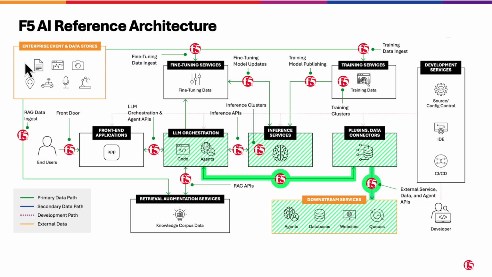Here is the F5 AI reference architecture, which outlines everything needed to design, build, and operate AI applications effectively. In the demo, we'll focus on the light green communication flow, specifically how AI components communicate with downstream services via BIG-IP LTM.